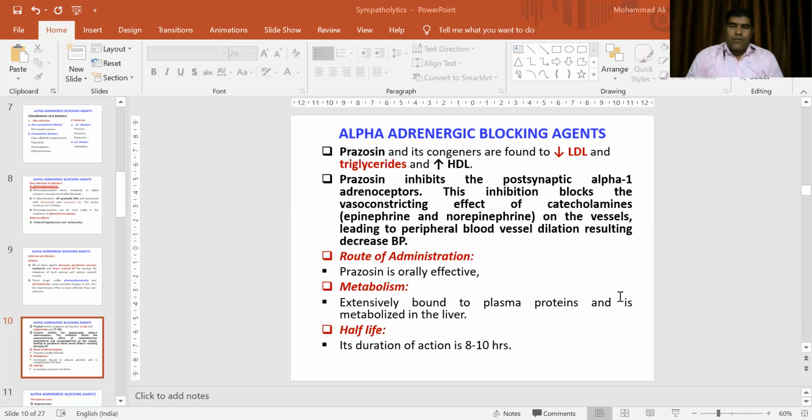Route of administration of prazosin is oral, because it has a good effect orally. Metabolism: it is extensively bound to plasma protein and is metabolized in the liver. The half-life of prazosin, its duration of action in our body, is 8 to 10 hours.